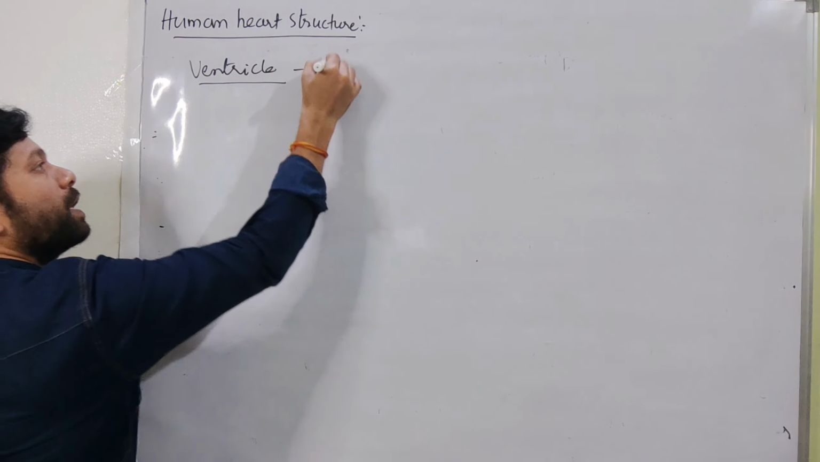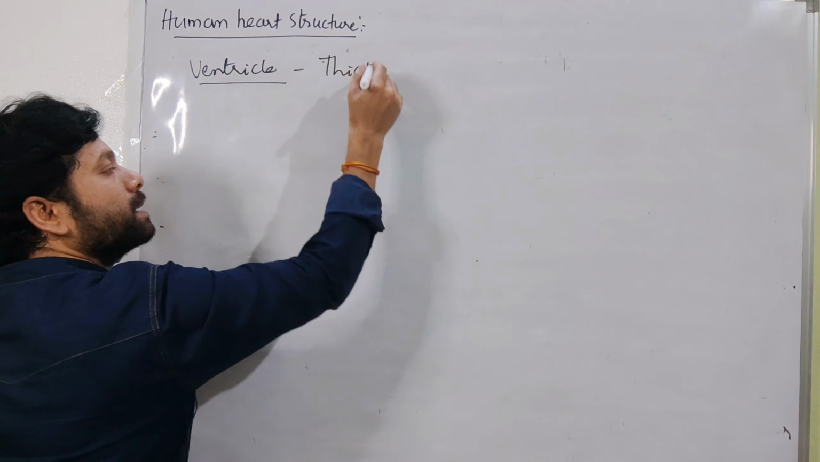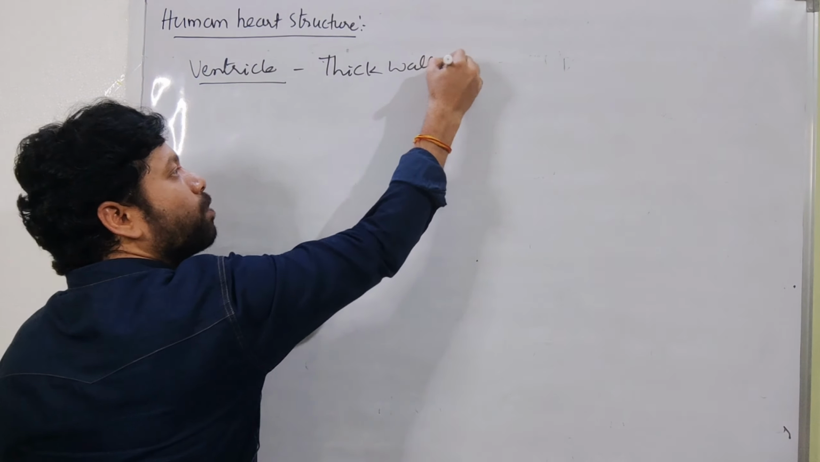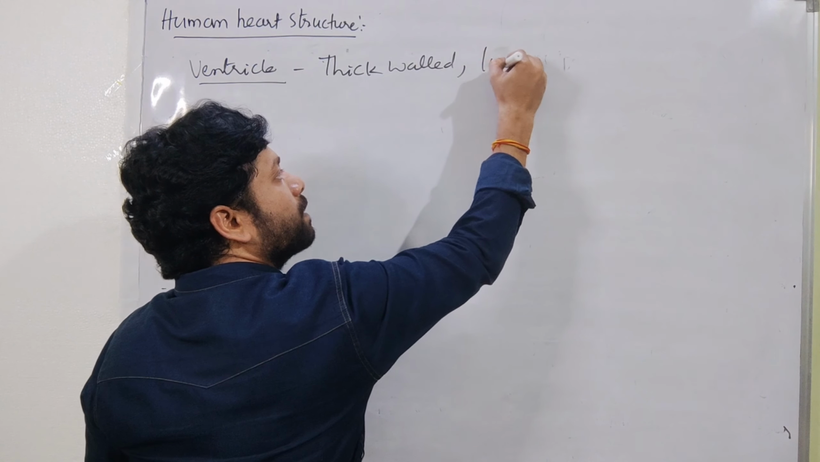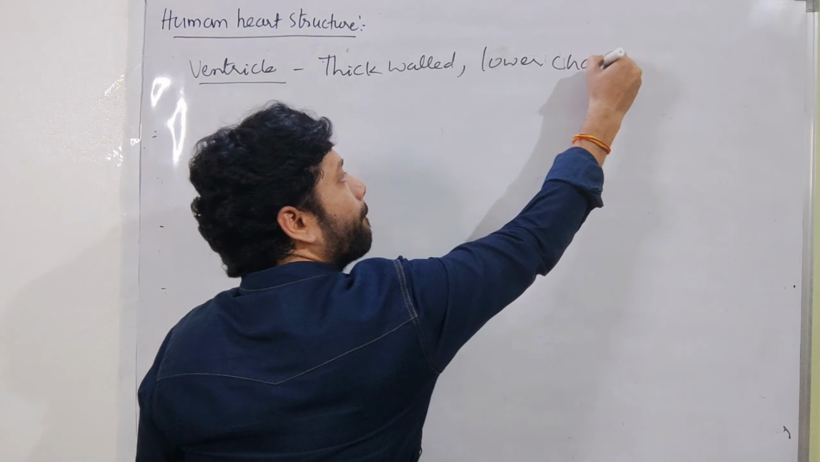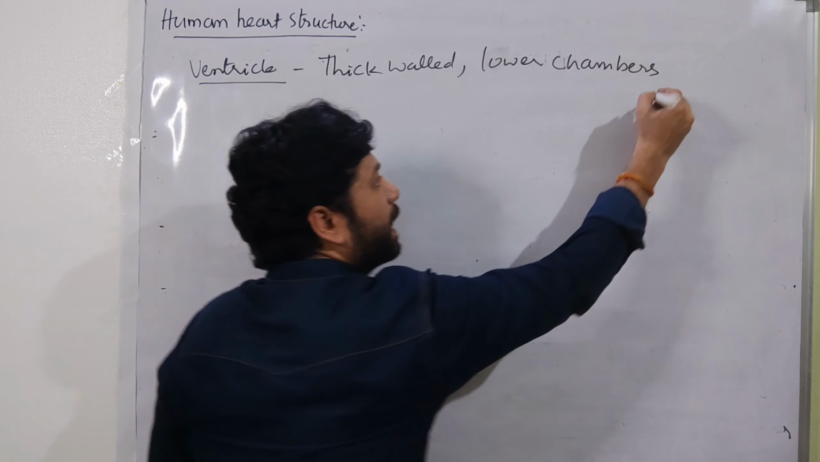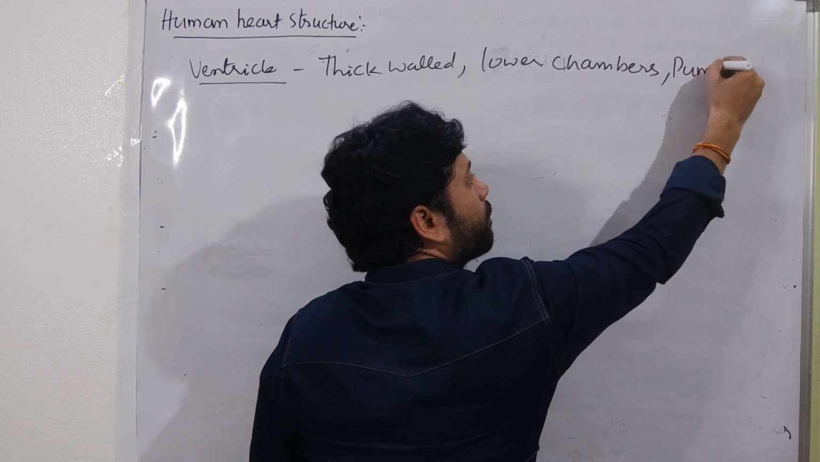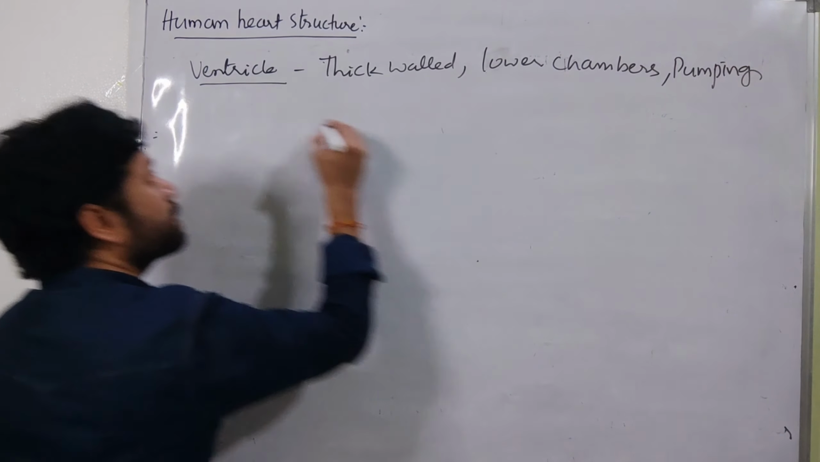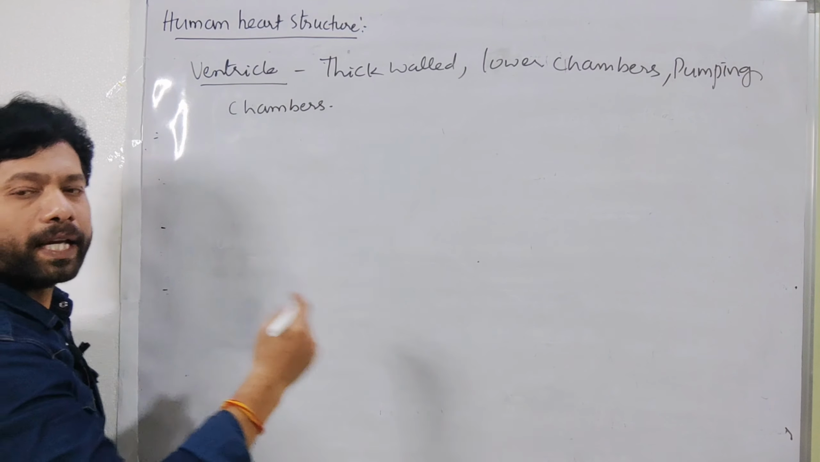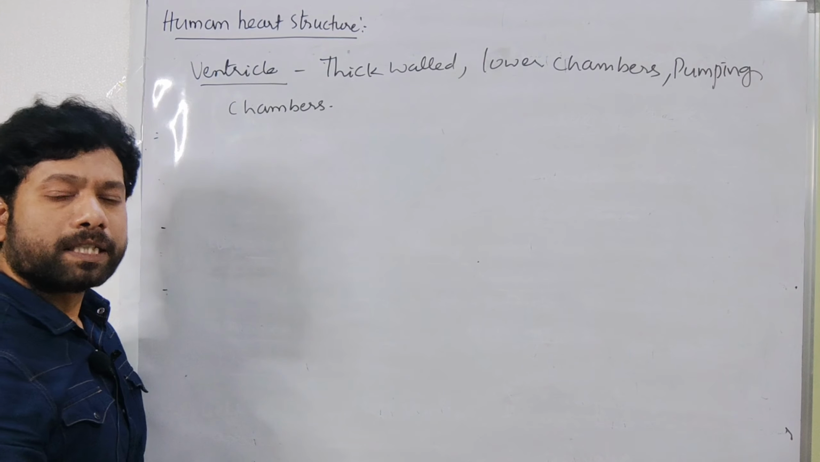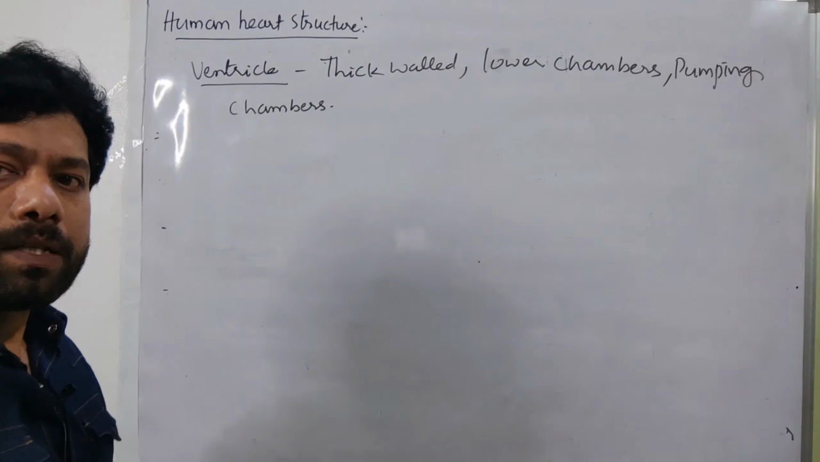Ventricle, it is a what? Thick chambers, thick walled and pumping lower chambers. Okay, so lower upper walls. Okay, there is a pumping chambers.